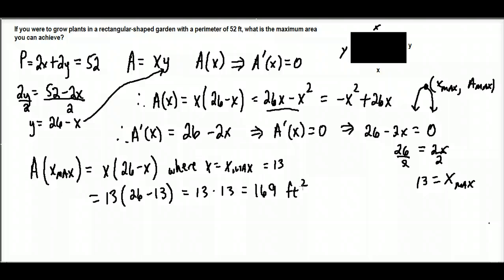So we know that if the length of side x for the rectangle is 13 feet, then the max area that we can achieve for this particular rectangle will be 169 square feet. And so in turn, just looking at it here, we can kind of figure out what the other sides will be. Okay. All right, so that is our first example.